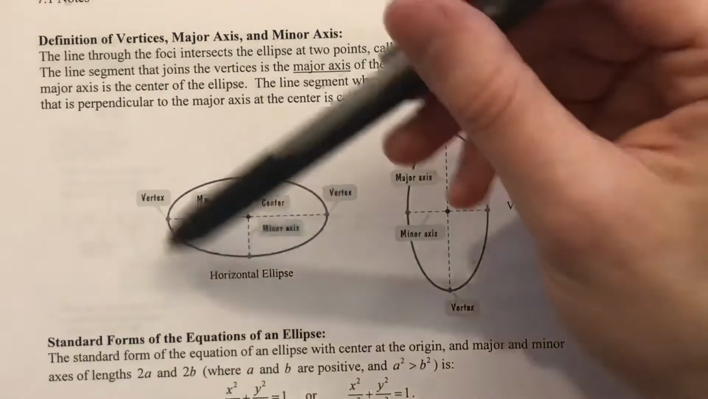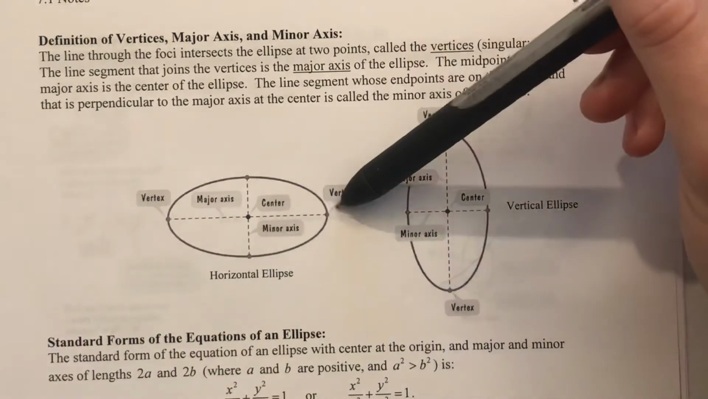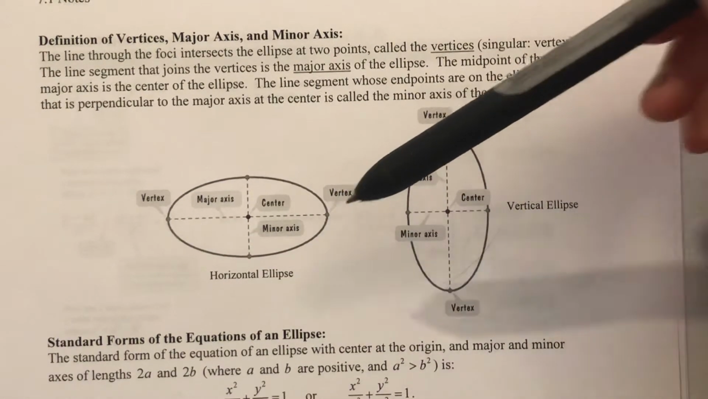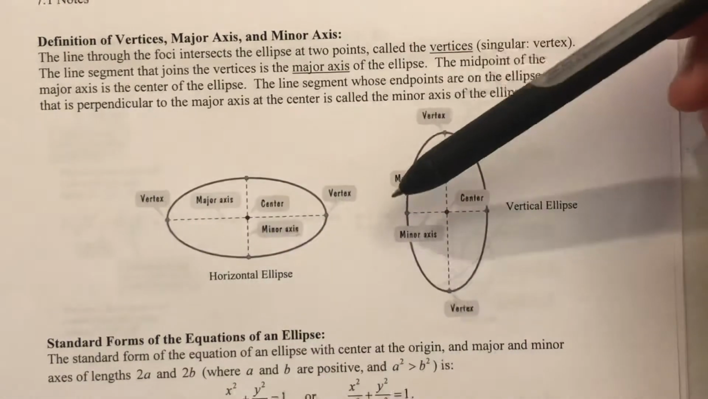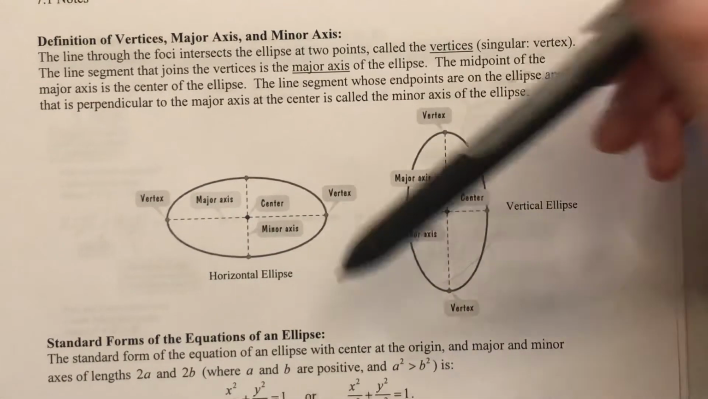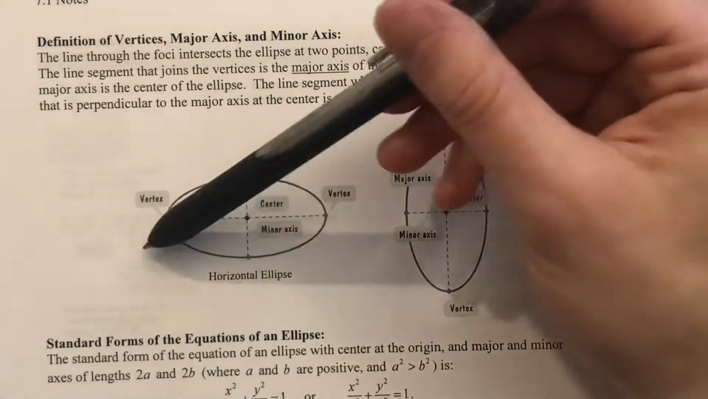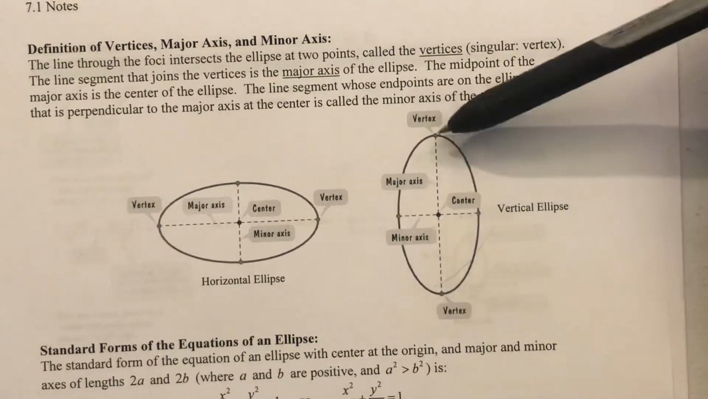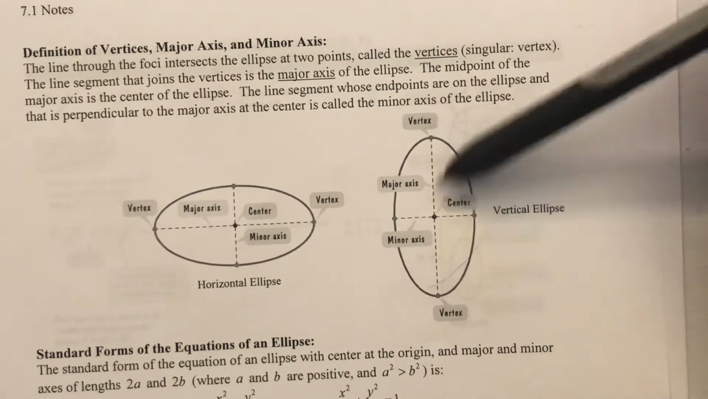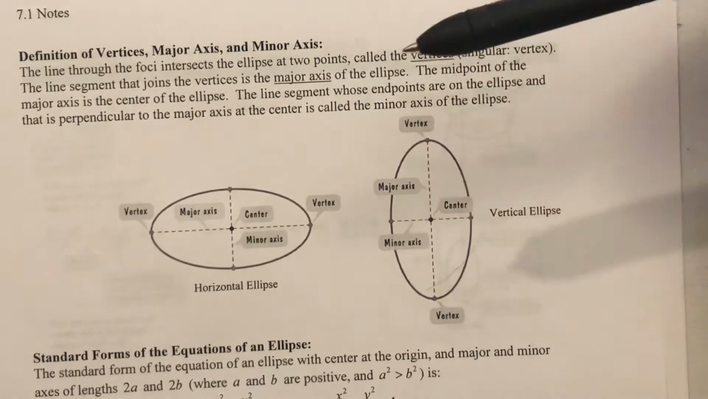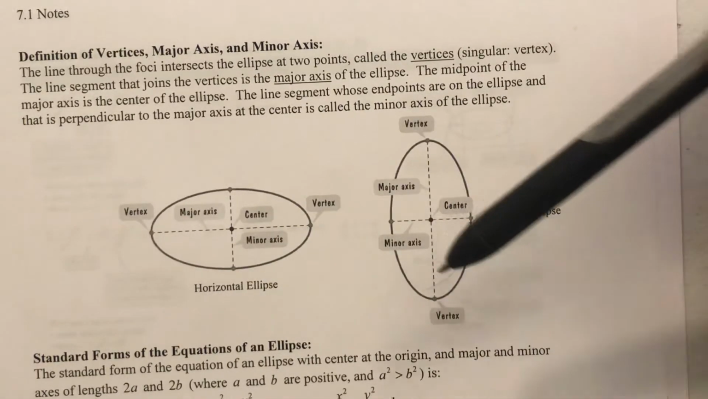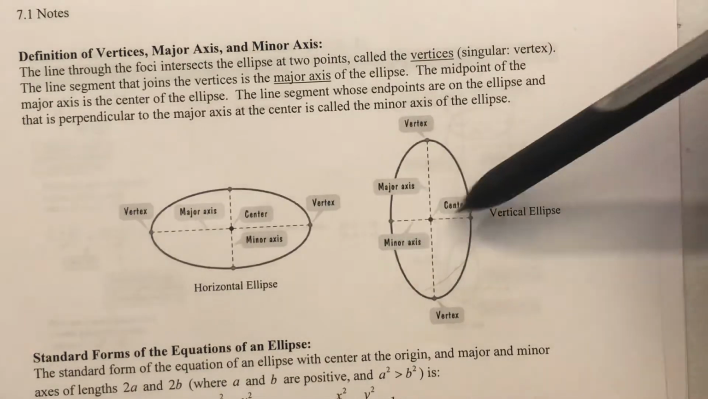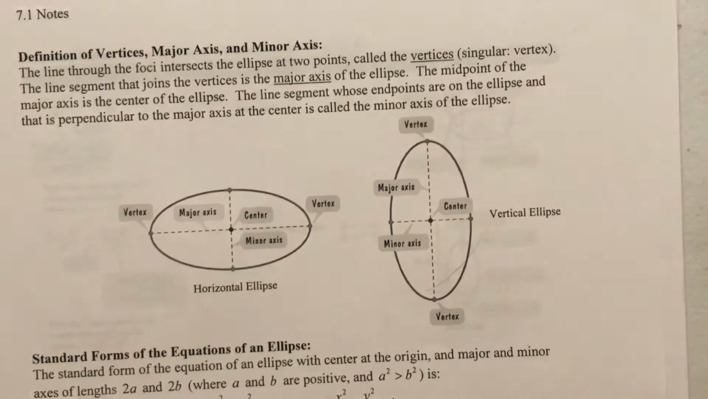Now, what's important is on this ellipse, we could say there's these 4 points, but only 2 of them really get the specification or the name of vertex or vertices. And those are going to always be the points on the major axis. So for a horizontal ellipse, your vertices are these 2 points. But for a vertical ellipse, your vertices are these 2 points. So make sure you understand the difference in which points are labeled the vertices, because these points are not and these points are not for the given ellipses.